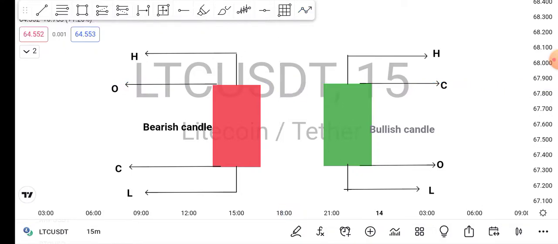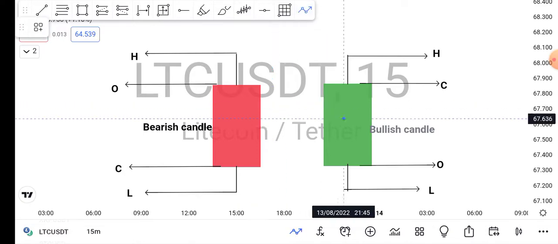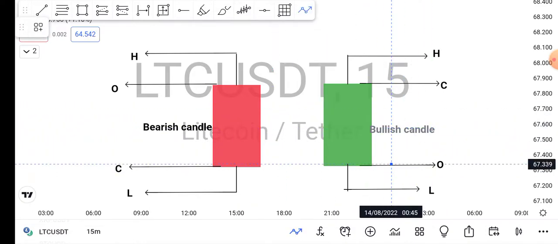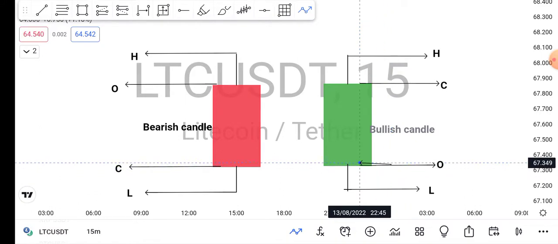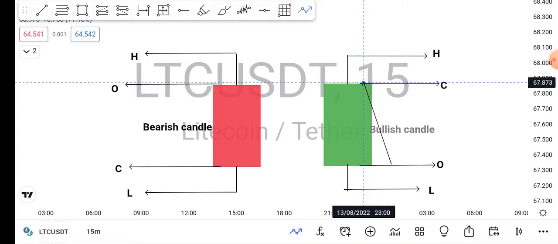Now, what the body tells us is the area that price moved. For example, let's take the bullish example. Price opened here and price closed here. Now this is telling us the range at which price moved for a particular period of time.